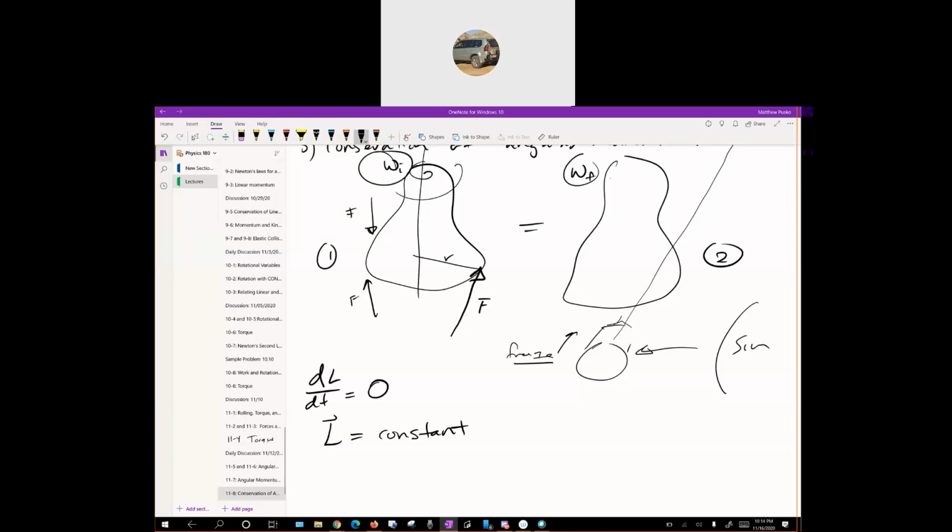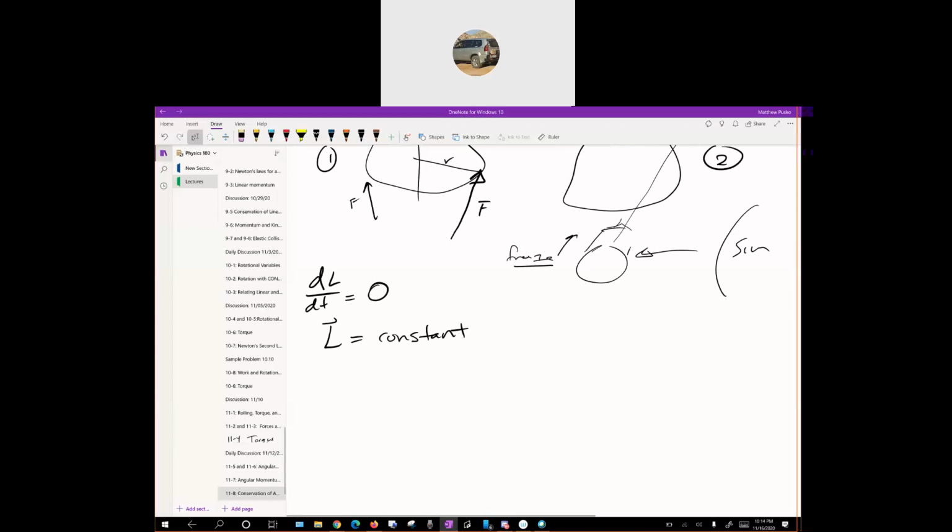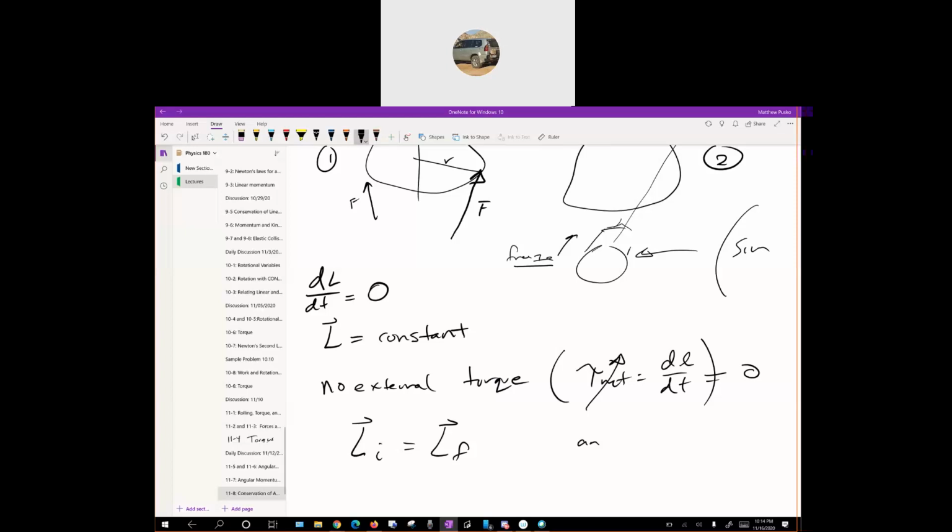And there's a couple reasons for this. But first, the conservation law says that if there's no external torque acting, because remember, we just had a definition that said that the torque is equal to the time rate of change of angular momentum with respect to time. If this is equal to zero, then this has to equal zero too, right? That means the angular momentum is constant, and we can say the angular momentum in its initial state is equal to the angular momentum in its final state.